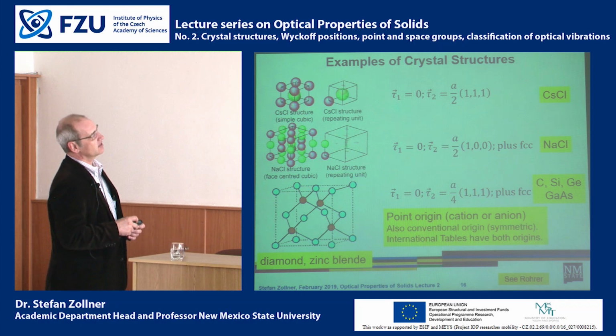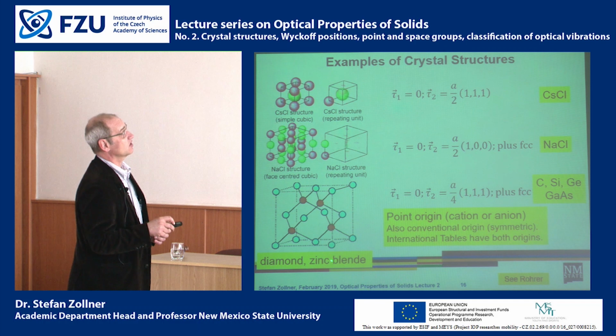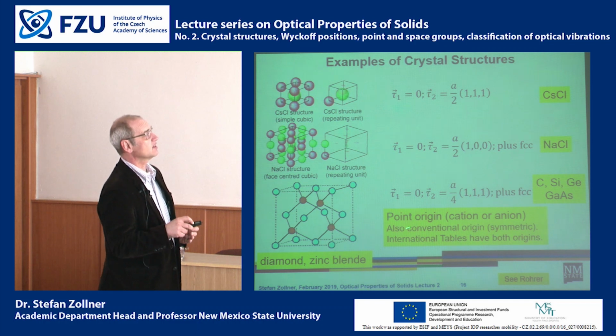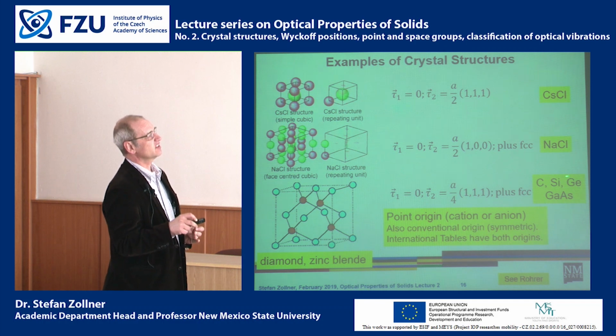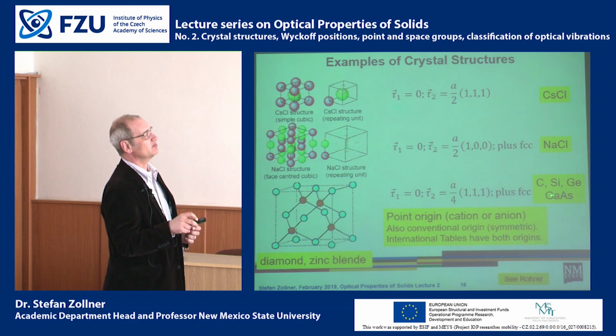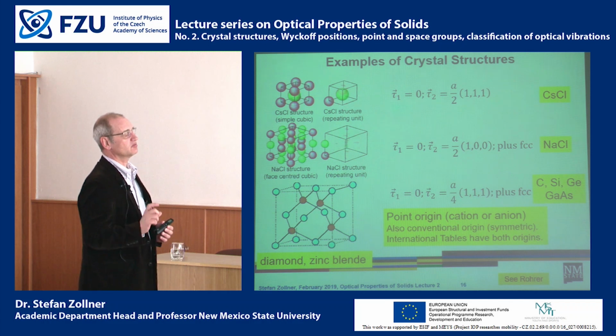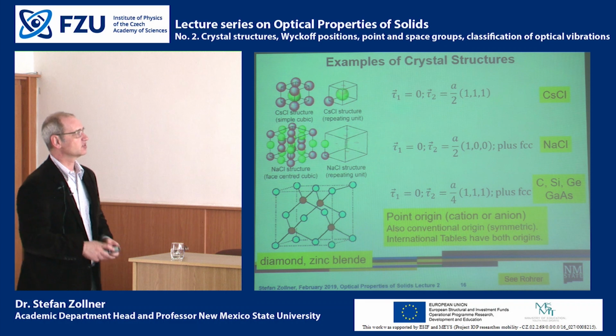The other question, in the zinc blende structure, carbon, silicon, and germanium form the diamond structure where the blue atoms and the red atoms are the same. III-V compounds or some II-VI compounds form the zinc blende structure where the blue and the red atom are different.